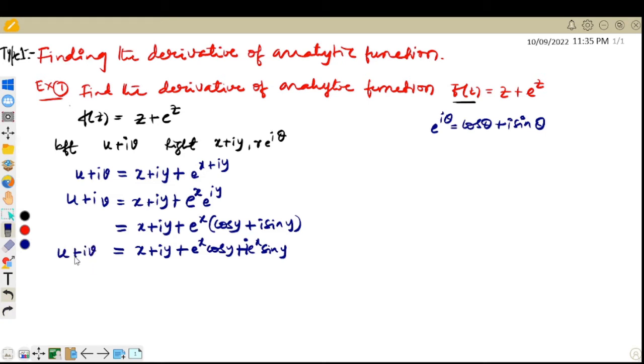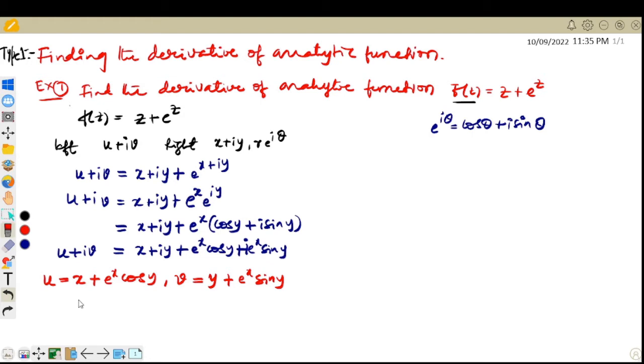Now you can equate real and imaginary parts. On equating real and imaginary parts, u is equal to, right side real parts are x plus e raised to x into cos y. Similarly, imaginary part v are y, that is the coefficient of i, plus e raised to x into sin y.